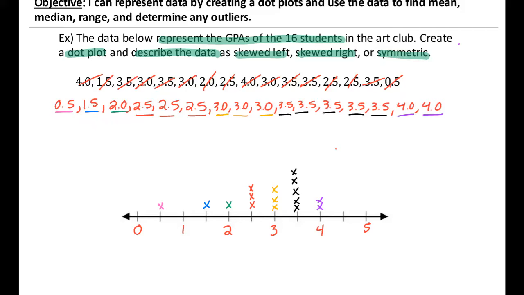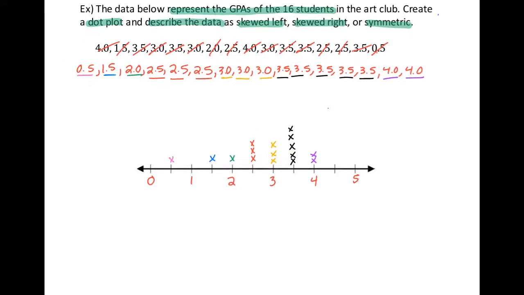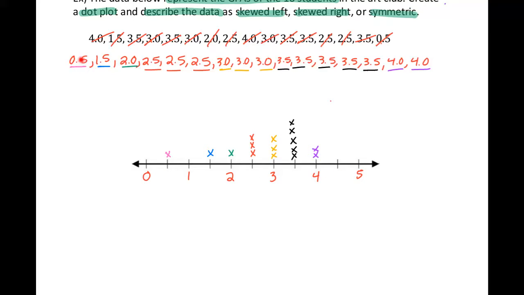And that creates my dot plot. So again, put 1x above each value that shows up. So for 1.5, I have 3.0, so 3 x's represent 3 of them. Okay? And then the other thing we need to talk about is the describing. So it says describe the data as skewed left, skewed right, or symmetric.